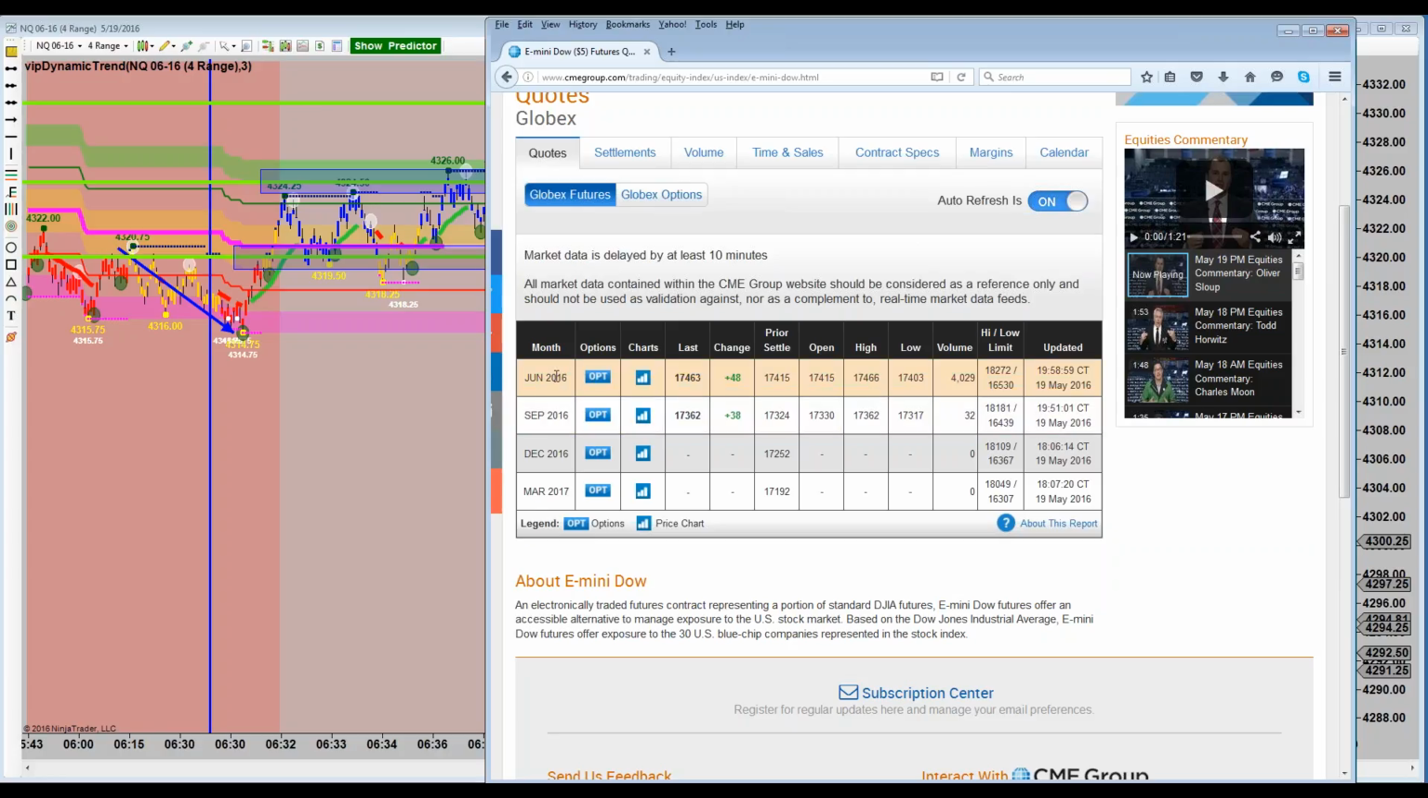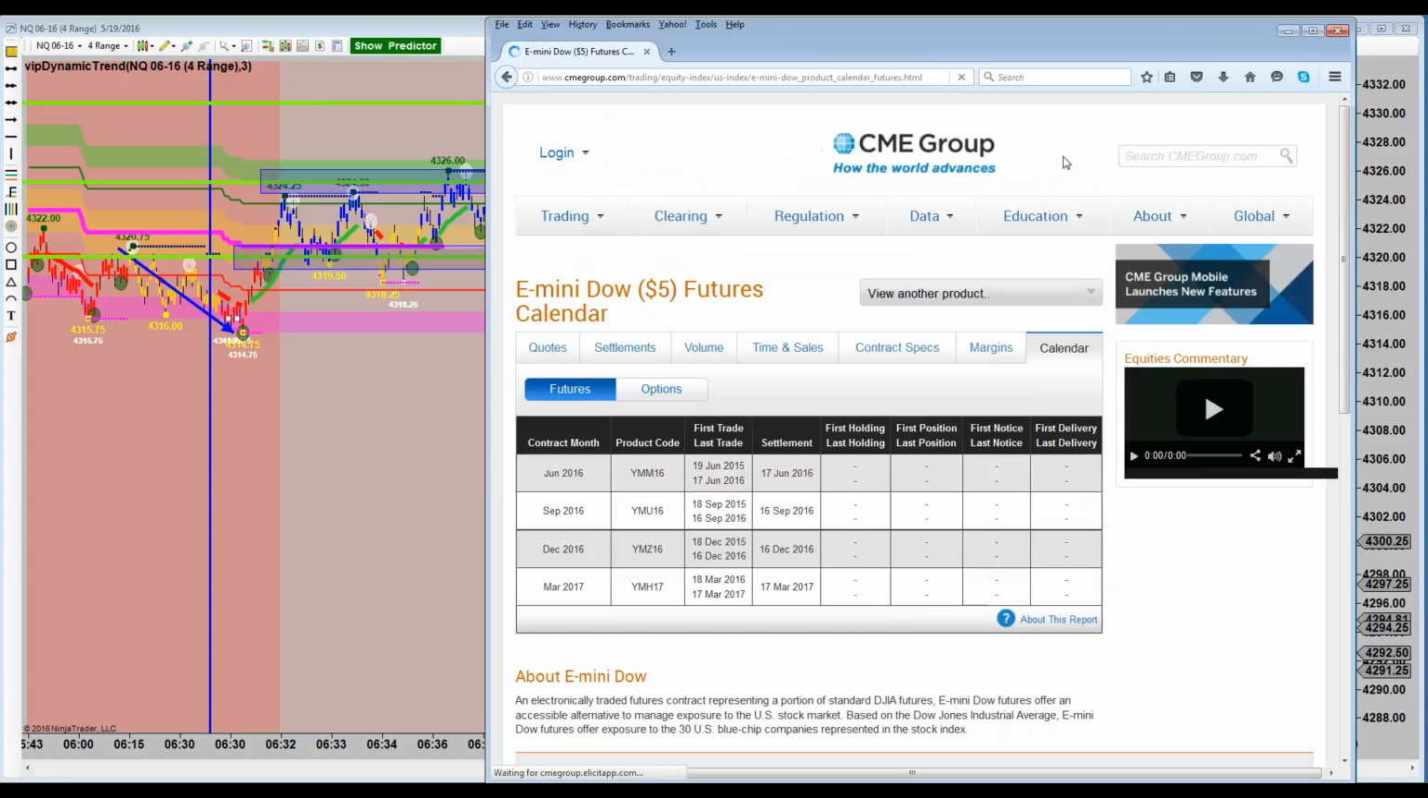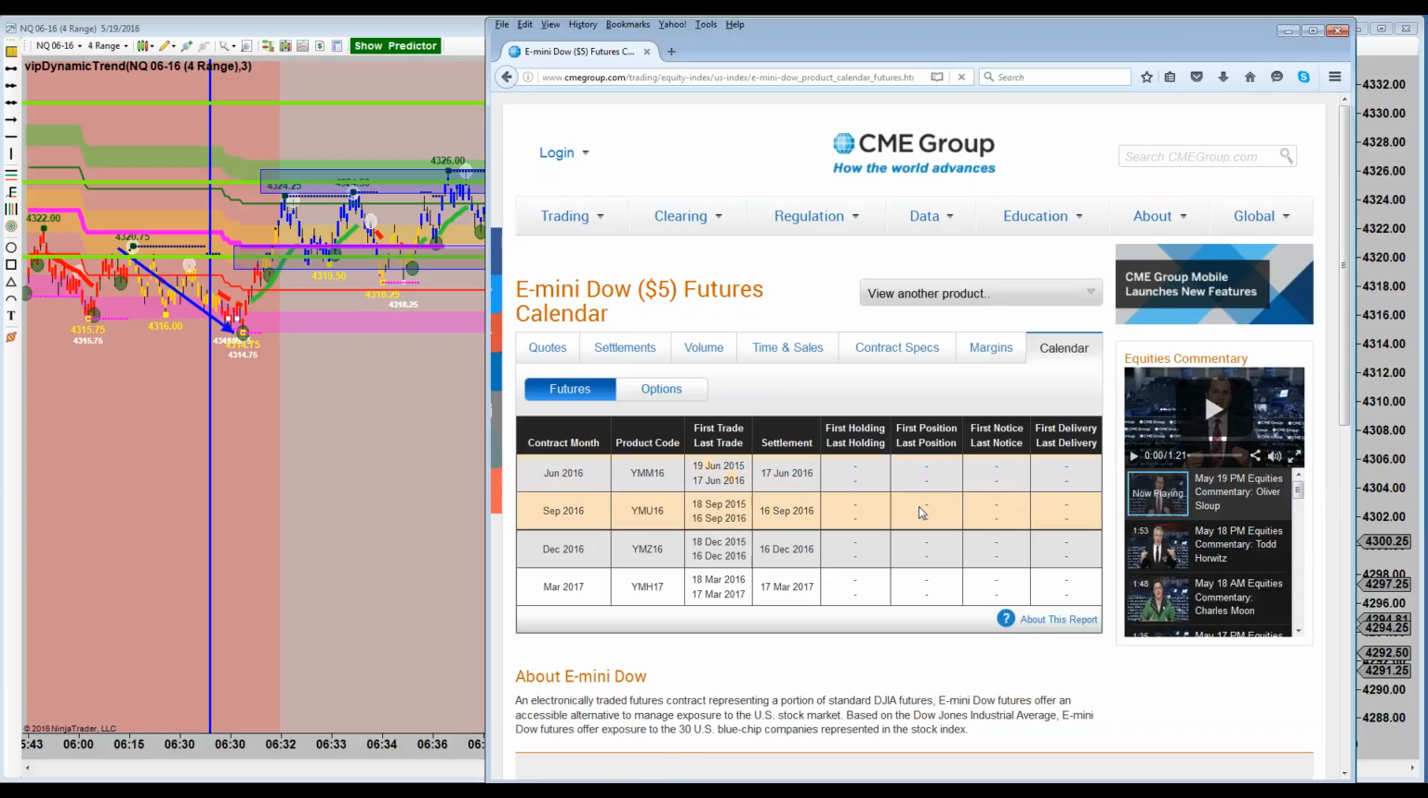Now you click on the June and you go to calendar right here, the last sort of toggle button here. All right. Can you see this last trade date right there? Now, generally, the brokers will send you a warning in your email that the June contract is about to expire. And generally they're going to fade that 17th date by a week.